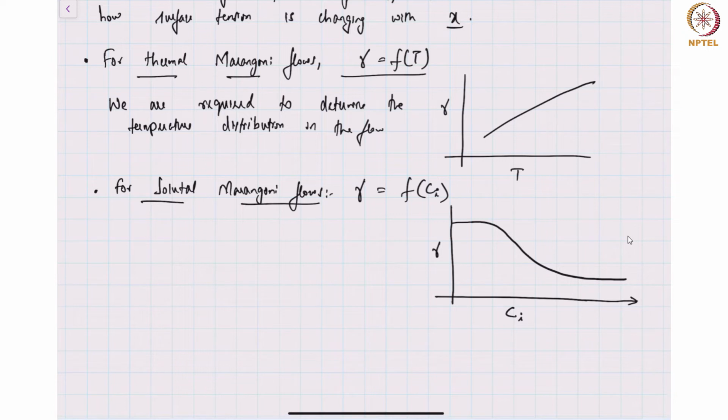There are various ways to do this. I will not be able to go into details of how this is done, but I will briefly discuss how surface tension itself is measured, and then maybe, if there's time, we'll touch upon a curve of this nature. But again, we will need to know how surfactants are evolving at the interface. So we could have an equation for Ci at the interface.